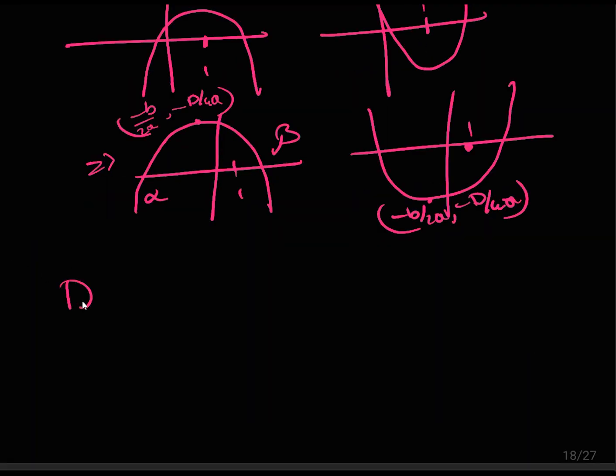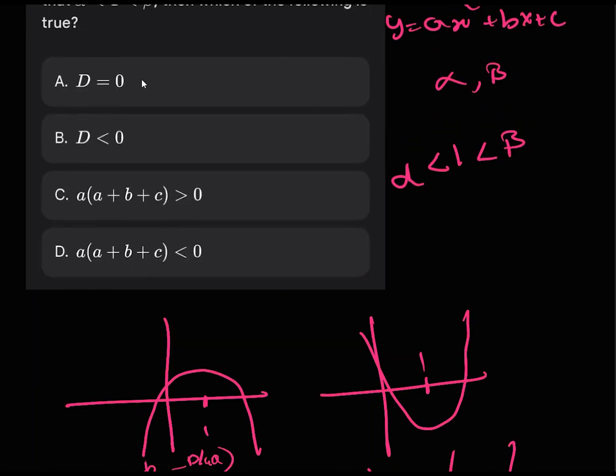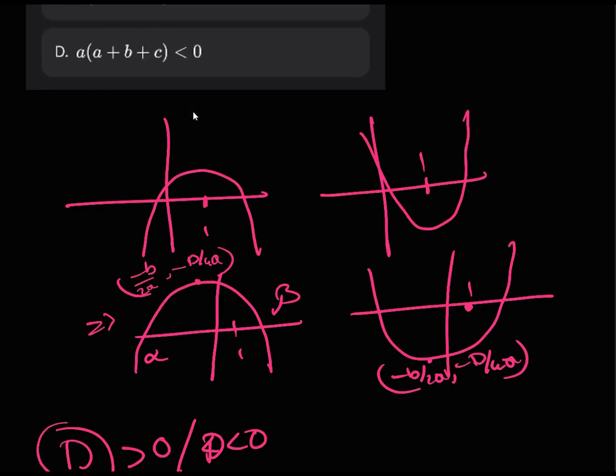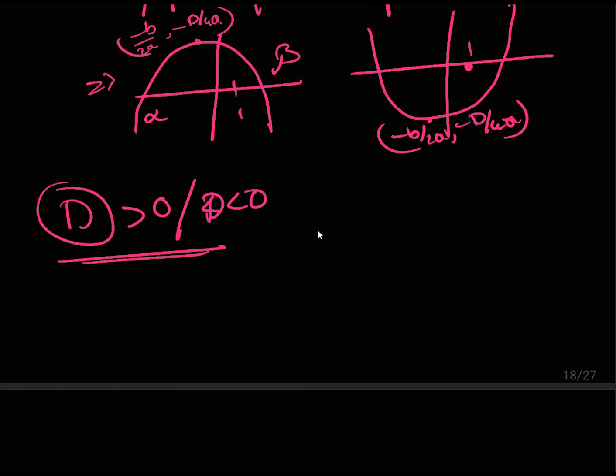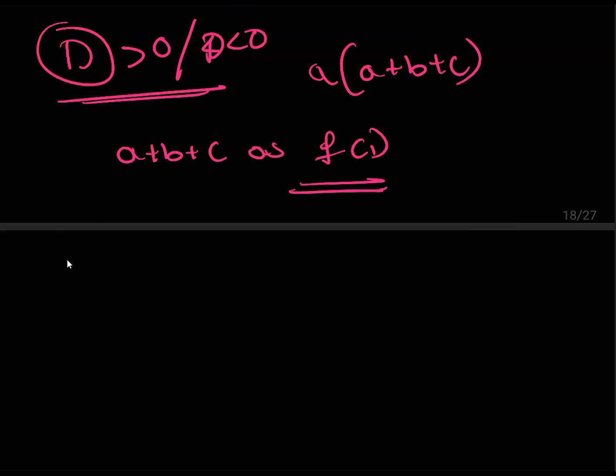Therefore, we can't say about the discriminant whether it is greater than 0 or less than 0. So, first option and second option are ruled out. Now, let's go to C and D. They are asking the sign of A times (A plus B plus C). Here we can write A plus B plus C as f of 1. Therefore, they are asking the sign of A times f of 1.